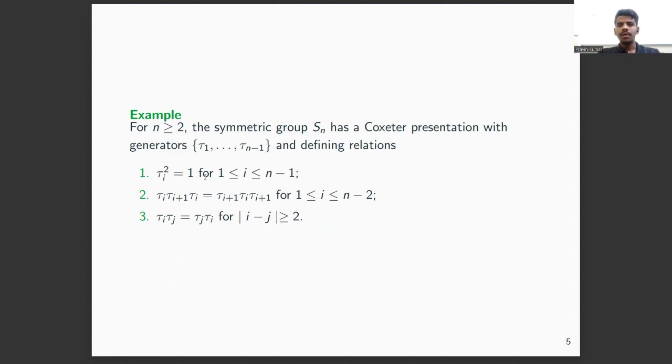To see an example, the symmetric group on n letters has a Coxeter presentation with the generators tau_1 through tau_{n-1}, where tau_i is just the simple transposition interchanging i and i+1. And the defining relations are: first, they are order 2 elements, the involution relation. Second relation is a braid relation. And third is what we call the far commutativity relation. It means that disjoint cycles commute.